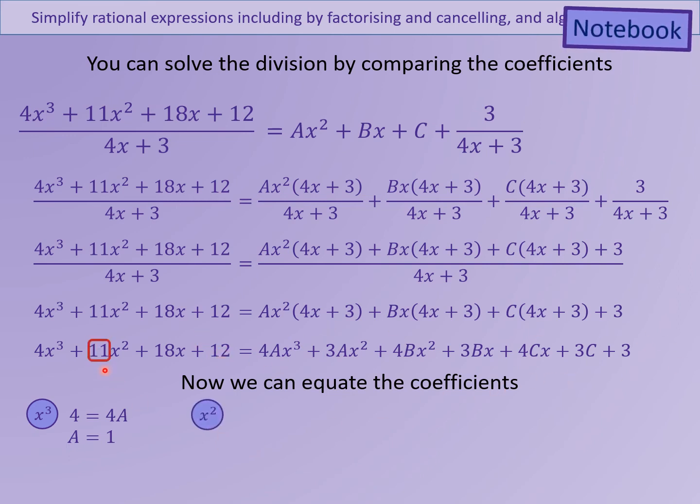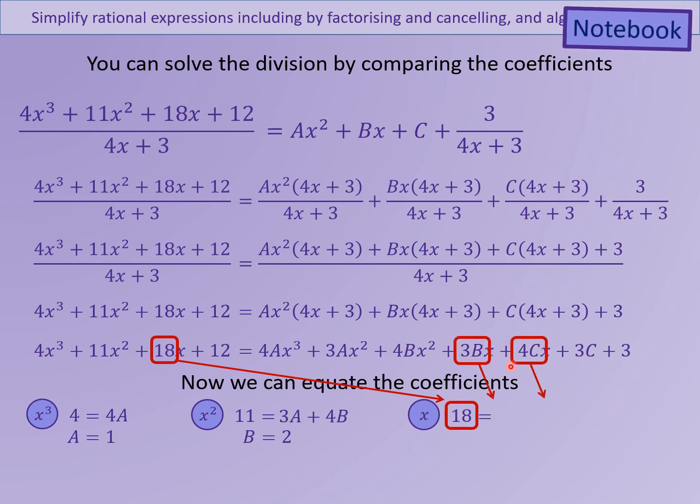So let's try x squared. What do I get? 11 must be equal to, well, the 3a and the 4b. Okay, because they've both got x squared at the end. Okay, but I know what a is. A is 1, so I can put that back in because it's a constant. I've figured out what that constant value is. 11 equals 3 times 1, 3, plus 4 lots of b, so b must equal 2. Same idea for x. 18 must be equal to, in this case, 3b and the 4c. So there we go. I know what b is though. B is 2.